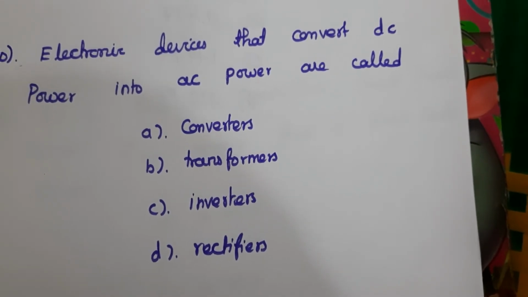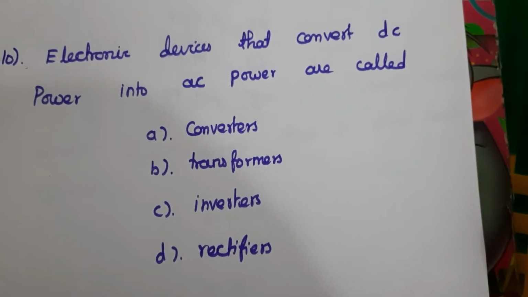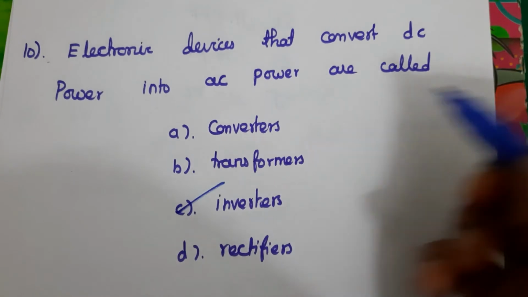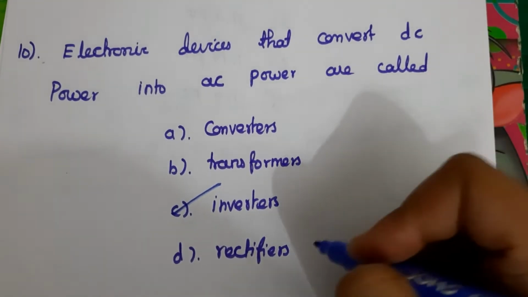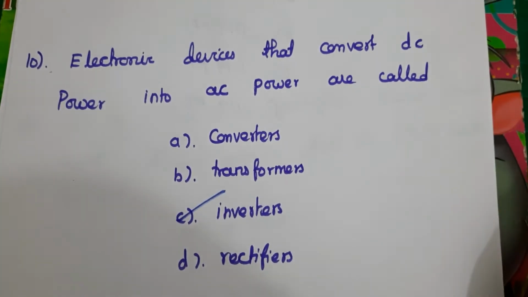And next question, electronic devices that convert DC power into AC power are called. The answer here is C, inverters. Inverters convert DC power into AC power. So answer is C.